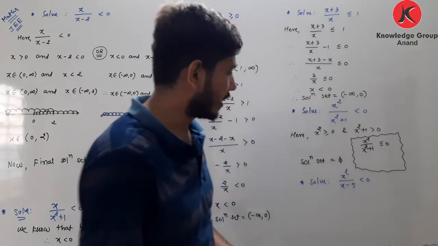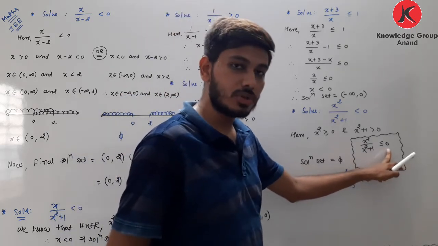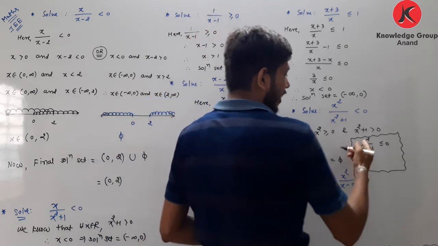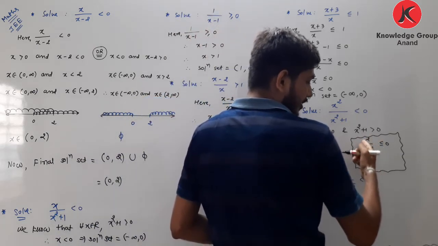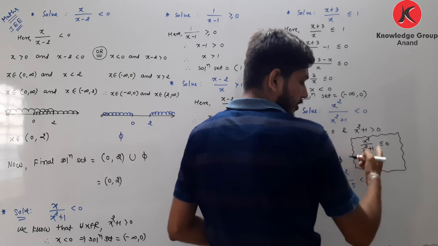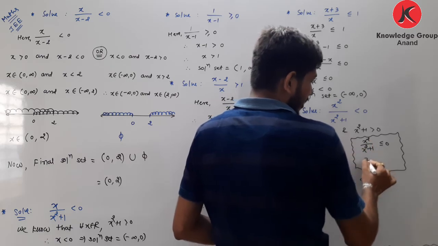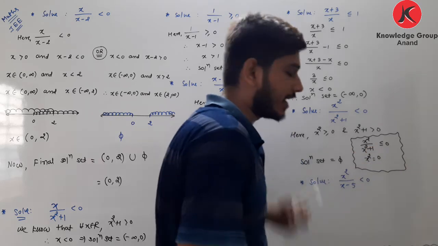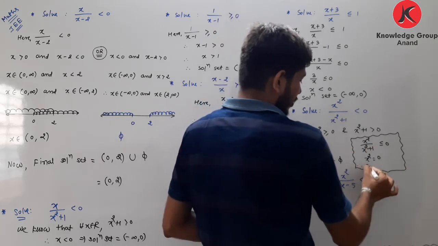Then we know that the denominator can't be equal to 0, but the numerator can be equal to 0. The ratio is not negative, x square is not negative, x square plus 1 is not negative, but x square equal to 0 is possible. Therefore, x equals 0.